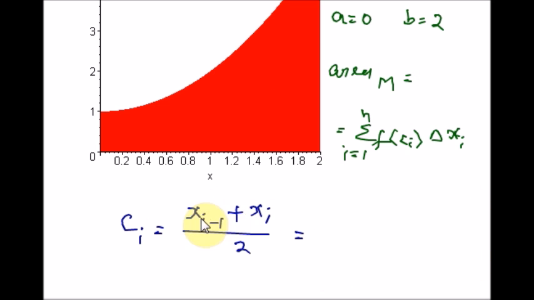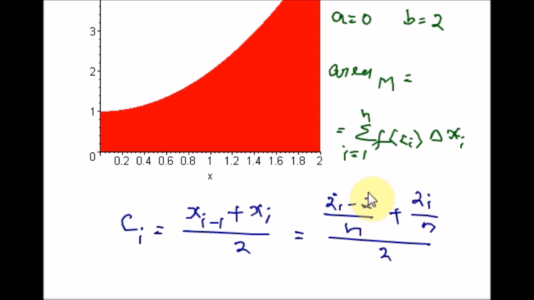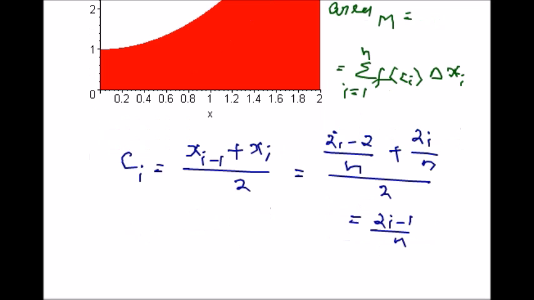This is 2i minus 2 over n. xi is 2i over n. Now find the average of these two. Do the fractional addition and find the average. Finally, I'm getting 2i minus 1 over n. So we have got the ci value. Now let's find the area of the midpoint.